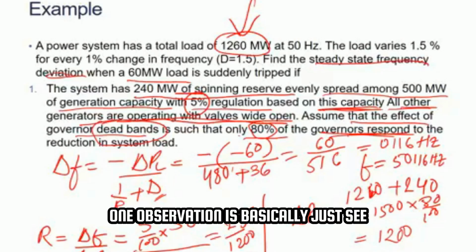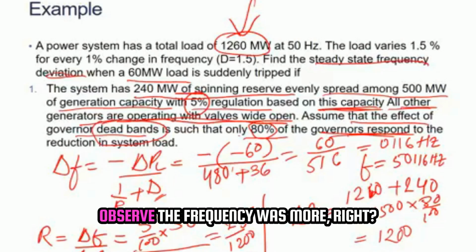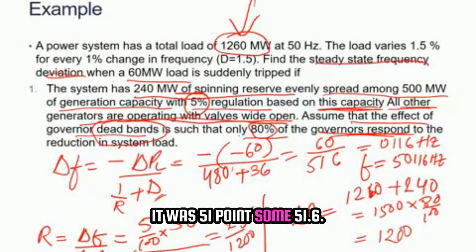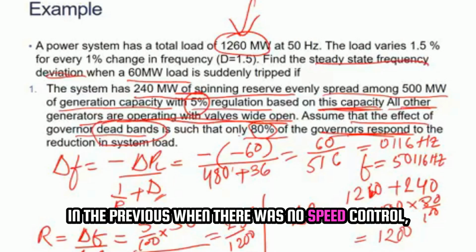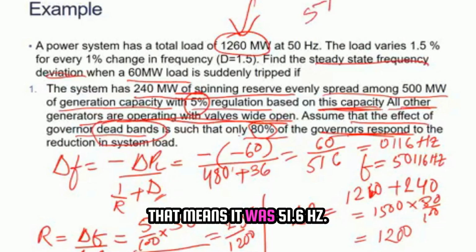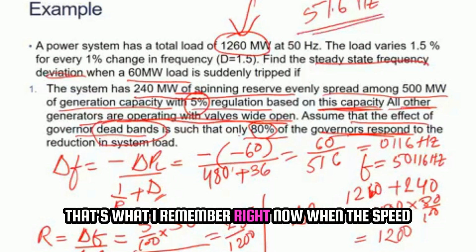Now, two observations you have to make from this question. One observation is, just see in the previous example, the frequency was more, right? It was 51.6 in the previous, when there was no speed control. That means it was 51.6 hertz. That's what I remember, right?